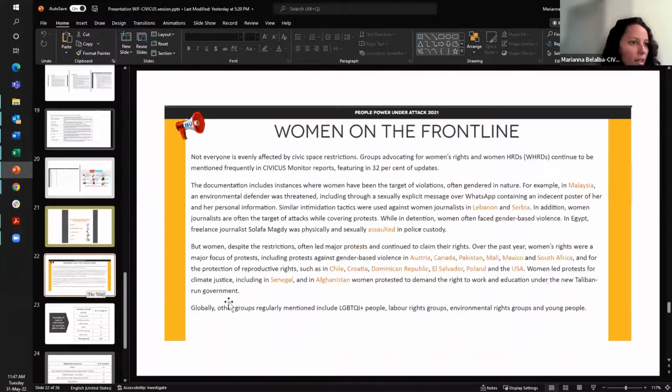So here, if we give you this information, after you see the graphic, you can see exactly which groups are more frequently involved and to what extent. We give you a few examples of how, in this case, women human rights defenders have been targeted and why. Despite these restrictions, we have also seen women at the front line of opening civic space. And then, a line of what other groups are most commonly involved in violations.